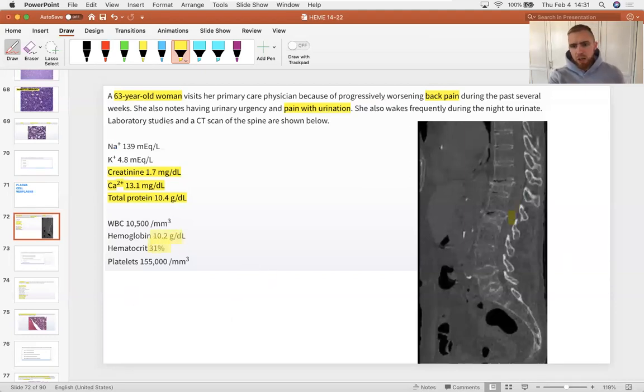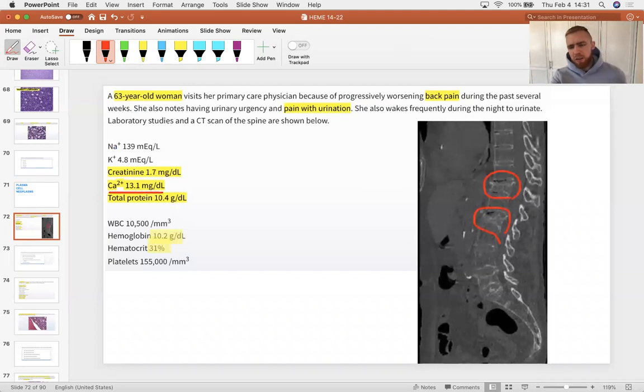So you get some imaging done, and you see that she's got some kind of compression fractures here in the spine of a couple different vertebrae. There's one that's about L2 right there, and then that would be about T12. So a couple of compression vertebral fractures, along with that hypercalcemia.